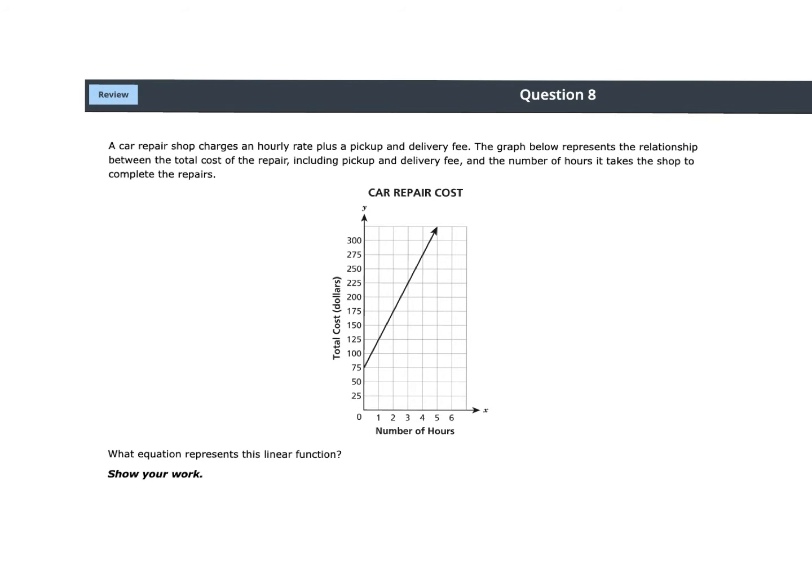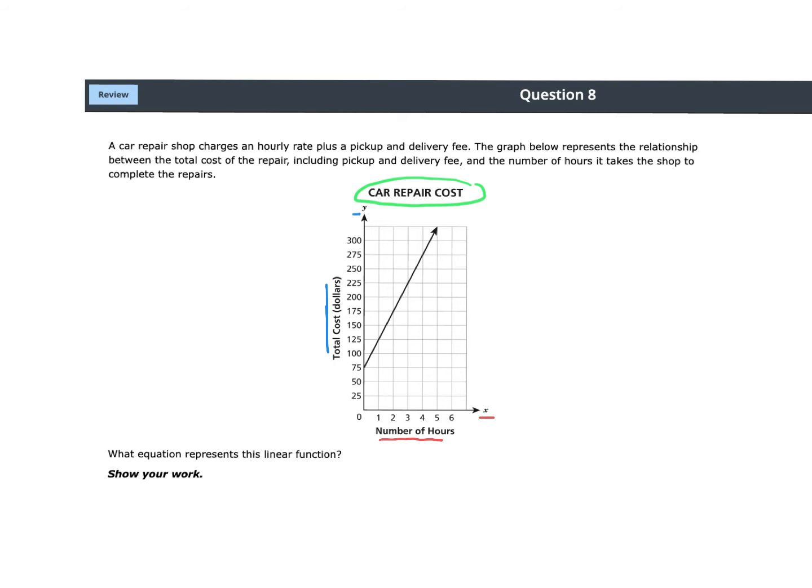We do need to notice, even before I read this, I'm going to highlight that the number of hours is my x and that the total cost is my y. And I'm just going to point out that this is the car repair cost. So I'll read this. A car repair shop charges an hourly rate plus a pickup and delivery fee. The graph represents the relationship between the total cost, including that delivery fee, when the number of hours it takes the shop to complete the repairs.